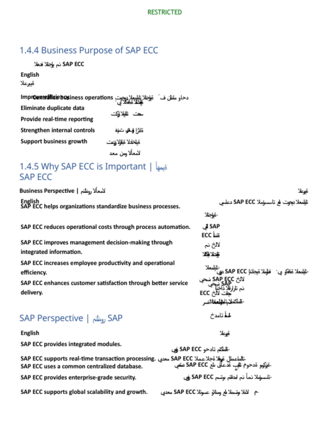It uses a common, centralized database, which means all your data lives in one place, secure and accessible. Real-time transaction processing keeps everything up to date, while integrated modules help streamline operations. This system boosts productivity, improves decision-making, and enhances customer satisfaction. By automating processes, SAP ECC also cuts costs and helps standardize business practices across the organization.